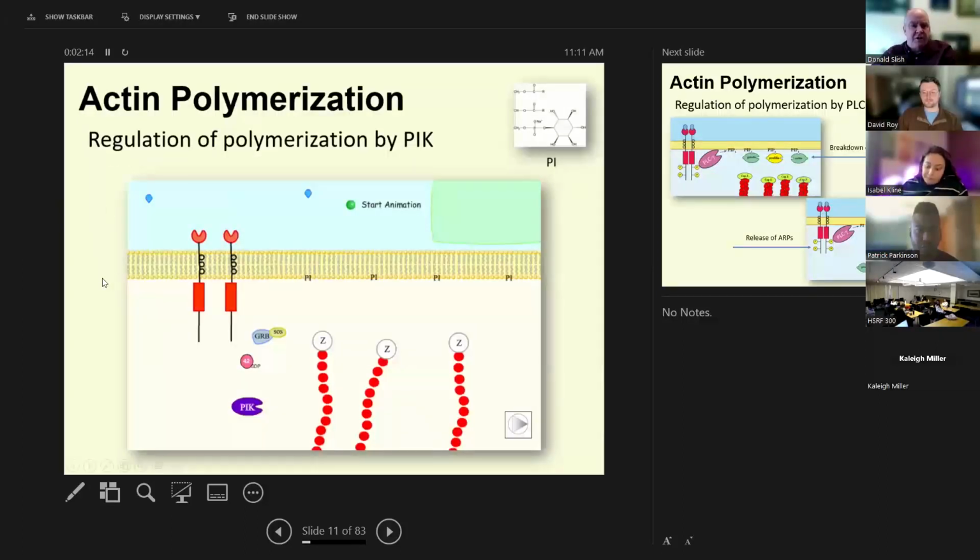So this is a little animation you can look at later if you want. This is kind of showing how that CapZ is regulated. So when your chemoattractant, whatever it is, it could be a growth factor or something, activates the receptor, then it activates this enzyme PIK. PIK is phosphatidylinositol kinase. So here's PI, and it's going to turn PI, which is this guy over here, into PIP2. It's going to put a phosphate here and here. And that is going to attract CapZ, so it comes off the plus end and opens up those plus ends for polymerization.